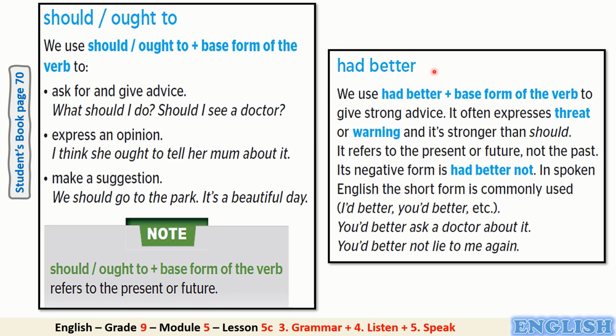Now, what about the verb had better? We use had better plus base form of the verb. Also, this is the form, had better plus the base form of the verb. And this is the use. To give strong advice. It often expresses threat or warning, and it's stronger than should. It refers to the present or future, not the past. Its negative form is had better not.